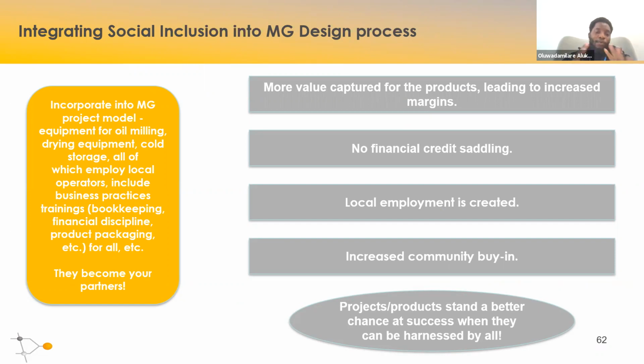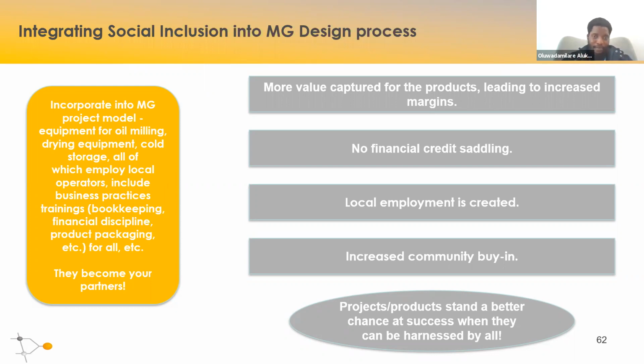Oil milling, you incorporate it in the project as a centralized hub. You employ those same people in that identity to operate that hub, so they are not committing the capital or anything, but they are in the know-how anyway. So you employ them to actually operate it, teach them best business practices, trainings, financial discipline, and they basically become your partners.